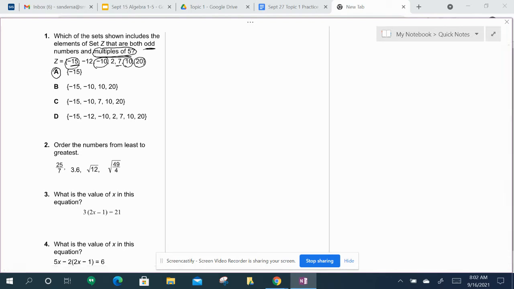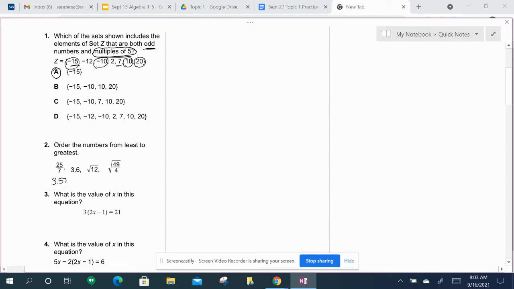Number 2 says order the numbers from least to greatest. Because these numbers are all in different forms, I'm going to use my calculator to first put them all in decimal form so that I can compare more easily. So if I take 25 divided by 7, I end up with an answer of 3.57, and it continues on, but I'm going to stop there for now. 3.6 is already in decimal form, so I can leave that one alone.